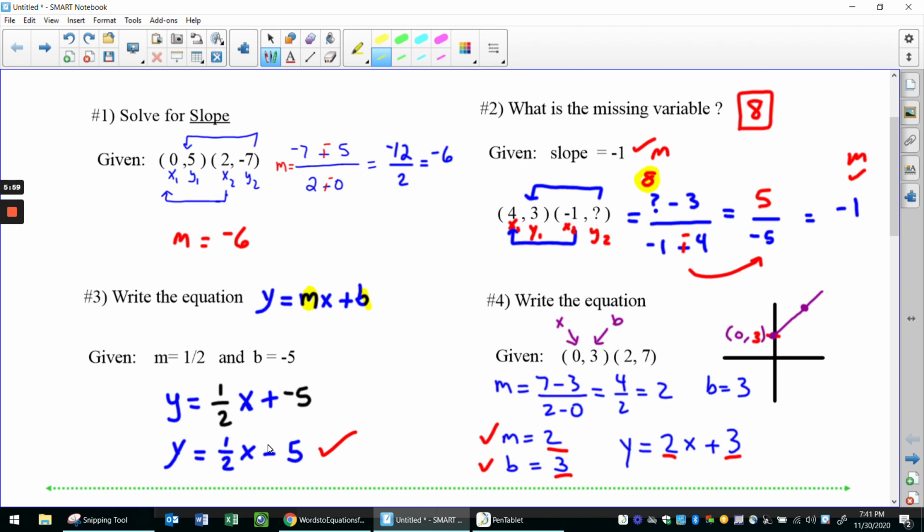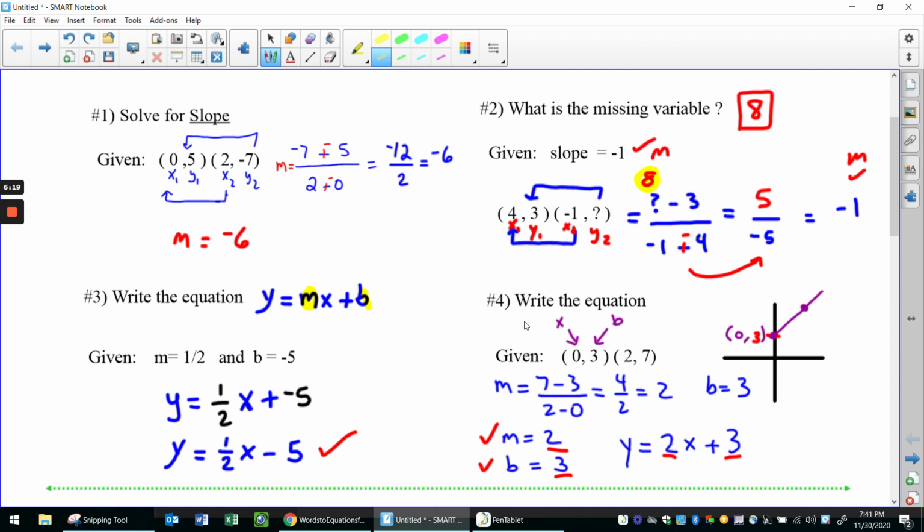Now, we also talked about how if you ever have a y-intercept that's negative, you don't want to have those double signs. So just go ahead and change the plus negative to minus. So your final answer should be y is equal to 1/2 x minus 5. This is just all a review, so you'll remember all this.